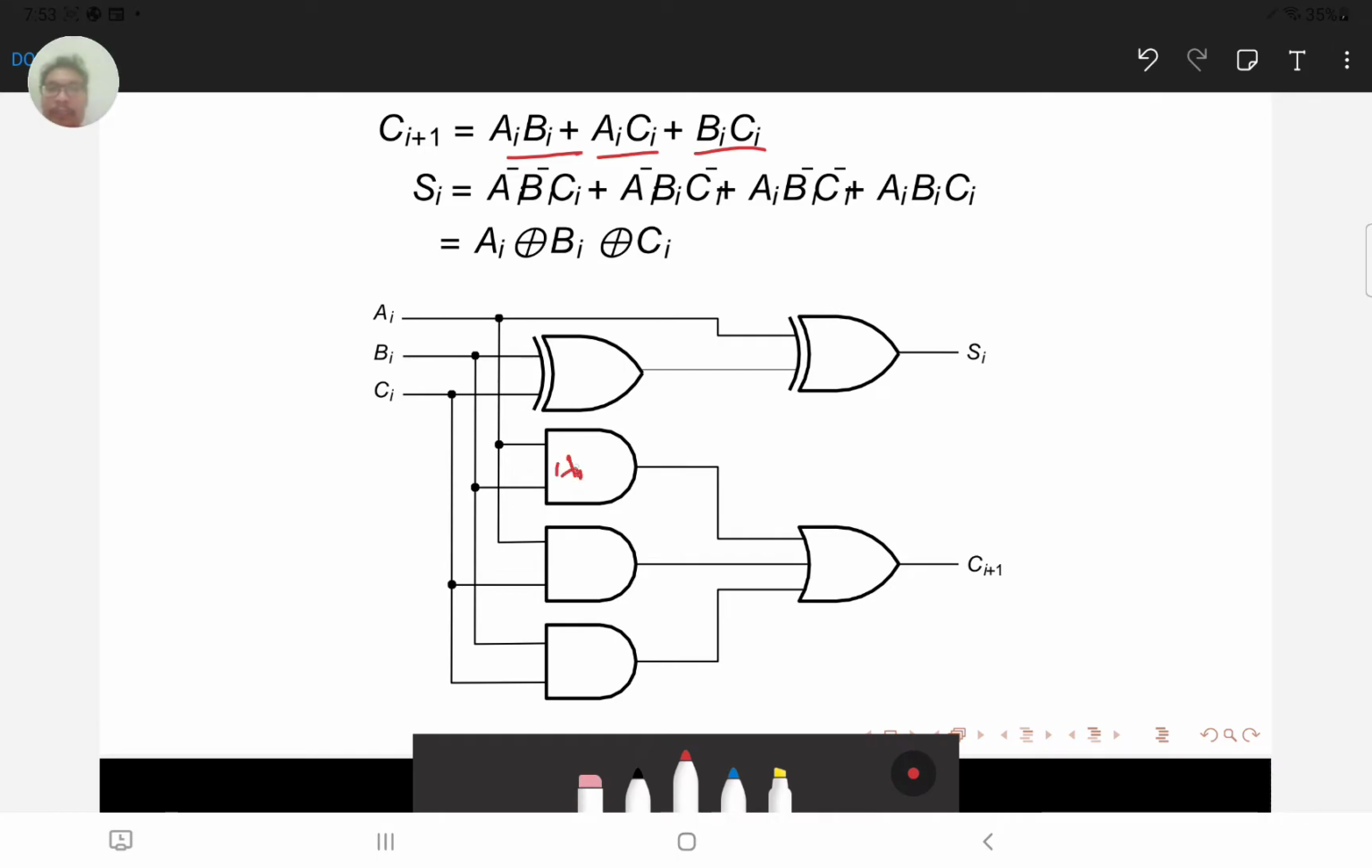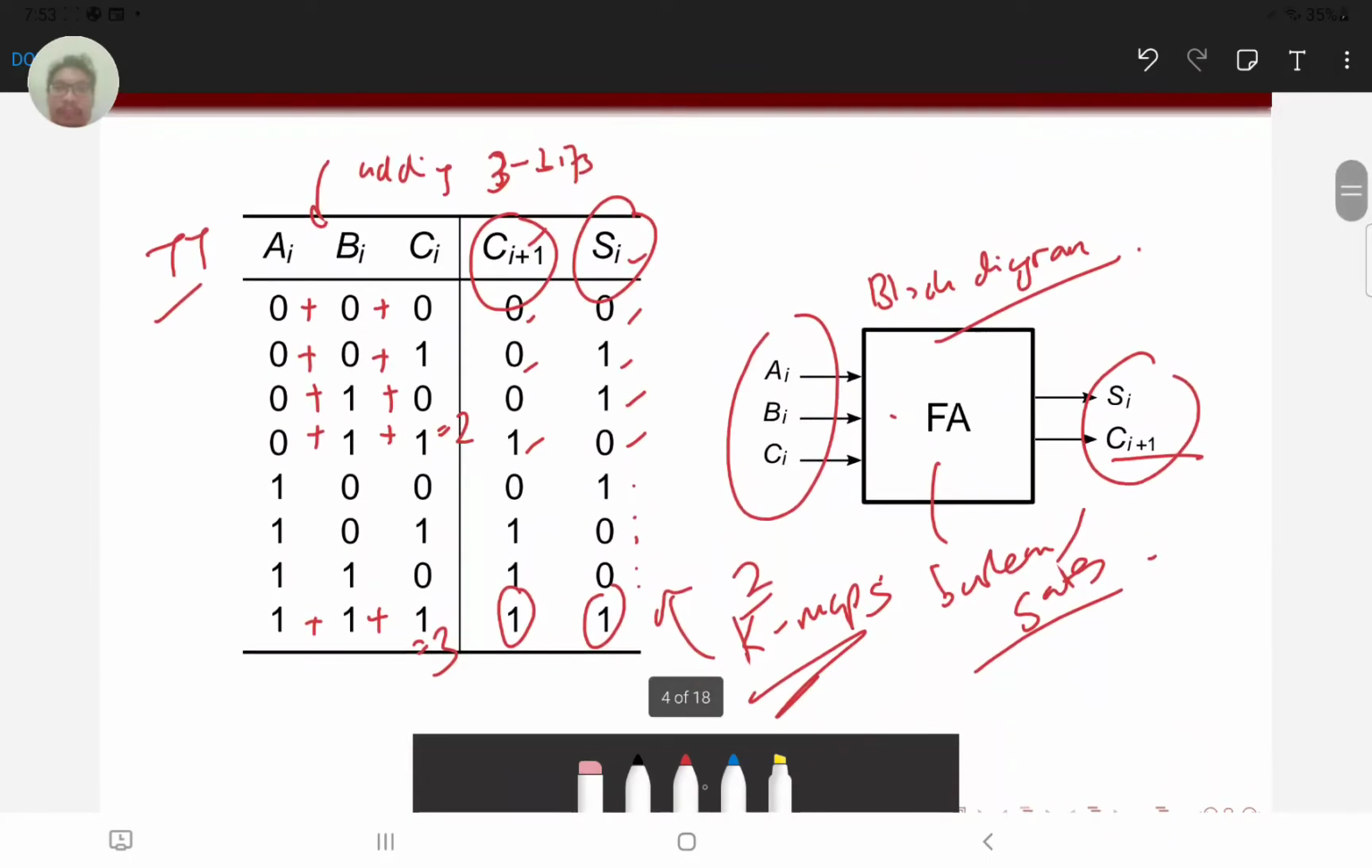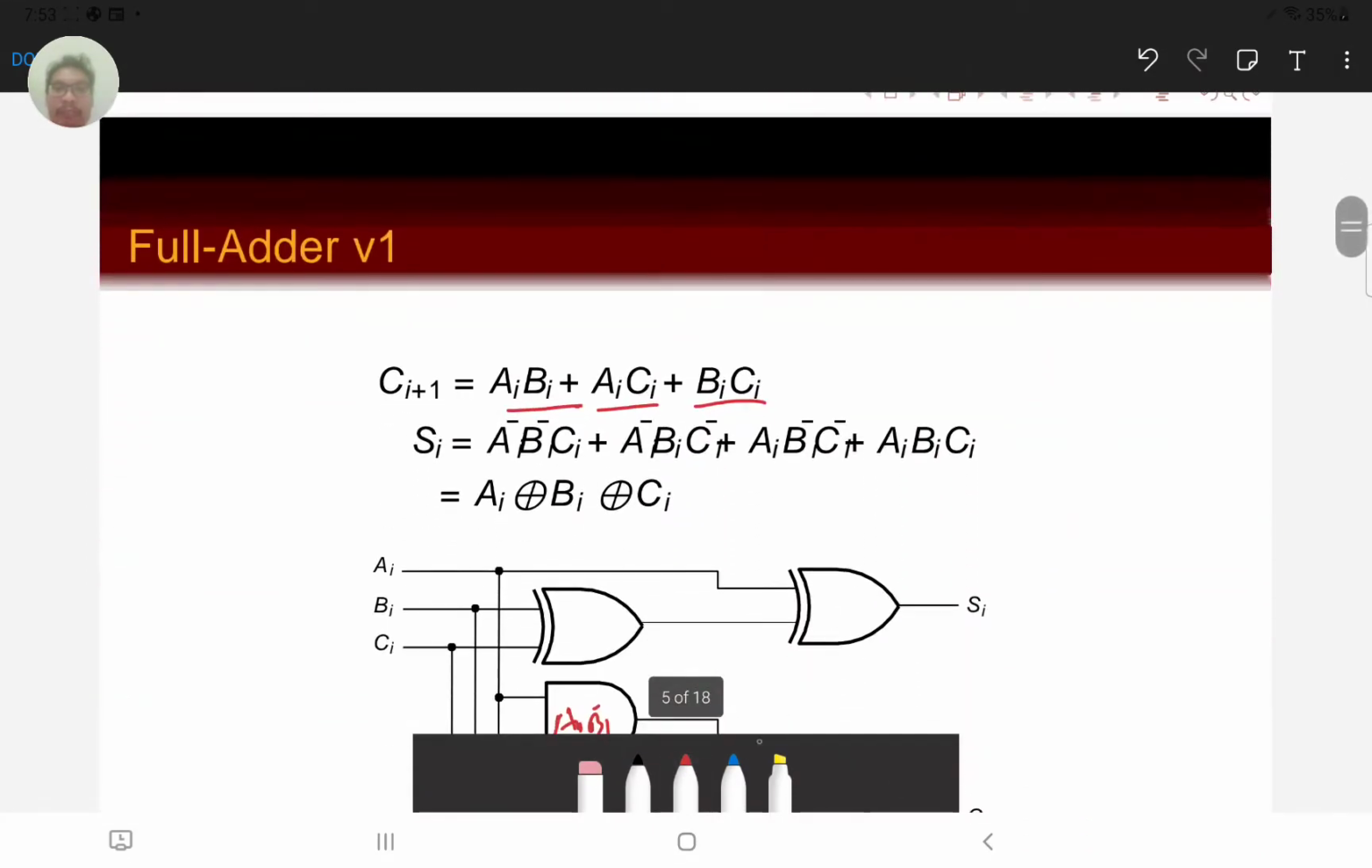Therefore our logic gate level schematic will be simply this. Here is AiBi, here is AiCi, and here is BiCi, and them together with a plus, and we get our Ci plus 1. And again, if we do a K-map for the Si, we are going to get the following canonical expression.